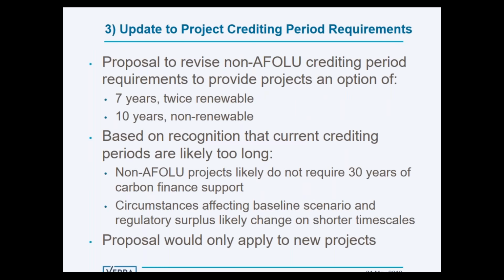So I'm going to move a bit more quickly through the remainder of these. Those first two proposals were really, I might say, the most comprehensive. The third proposal that we've put out there is an update to our requirements around project crediting periods, specifically for non-AFLU projects. So today, non-AFLU projects are eligible for 10-year crediting periods, which can be renewed twice. We are proposing to revise those requirements such that projects would have an option between a 7-year, twice renewable crediting period or a 10-year fixed crediting period.